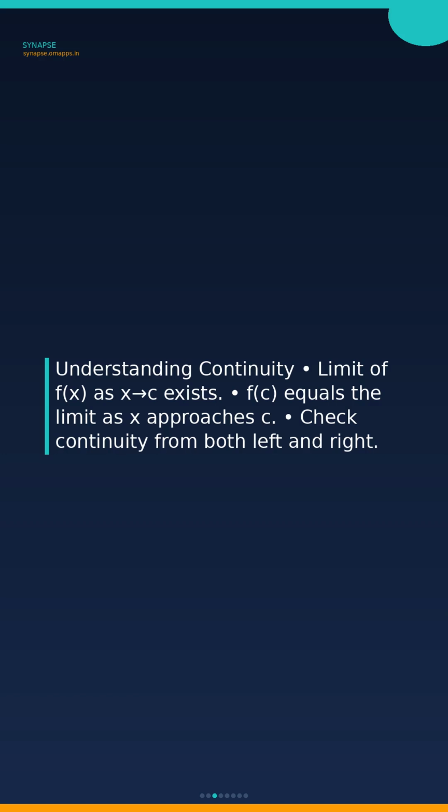A function is differentiable at a point if its derivative exists at that point. The derivative represents the instantaneous rate of change of the function. Visually, this means the function has a smooth curve at that point, without any sharp corners or cusps. If you can draw a tangent line at a point on the graph, the function is differentiable there.